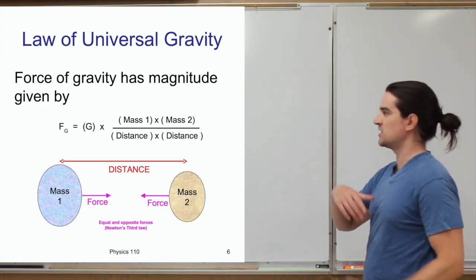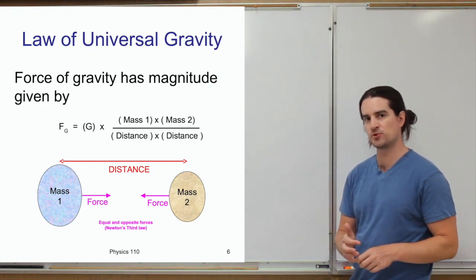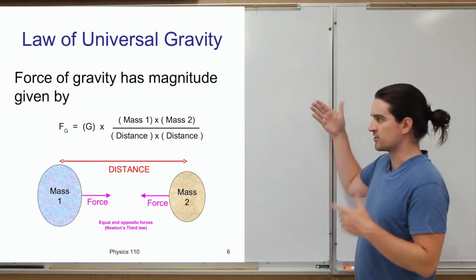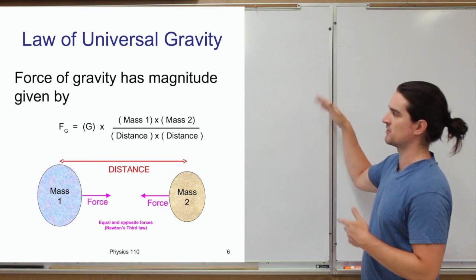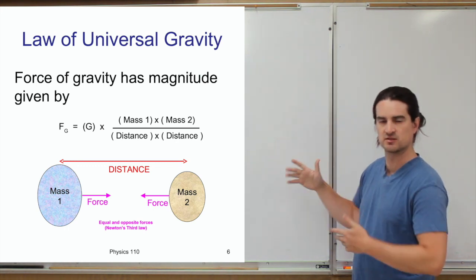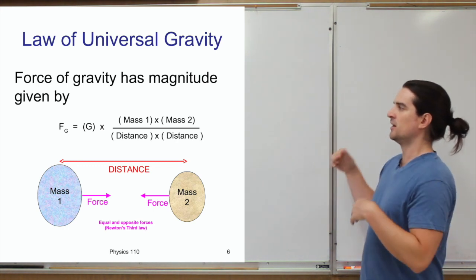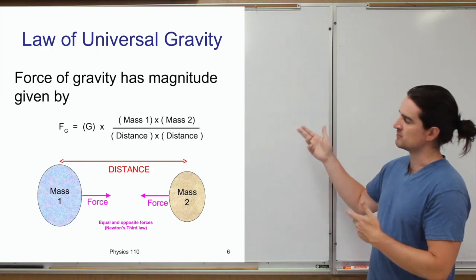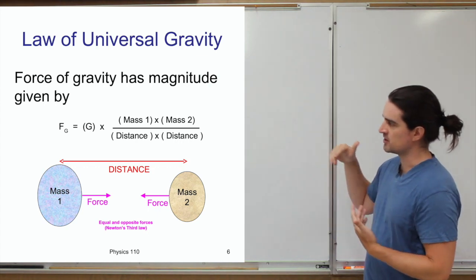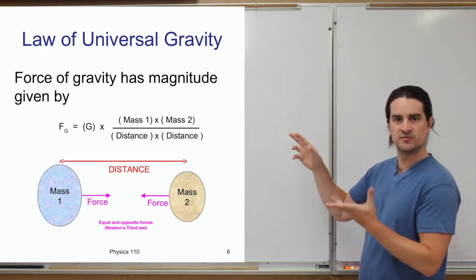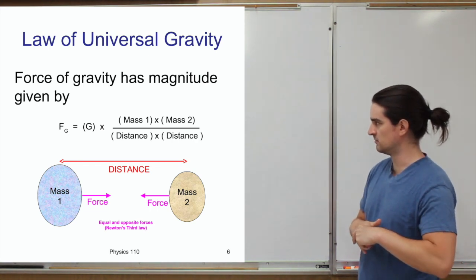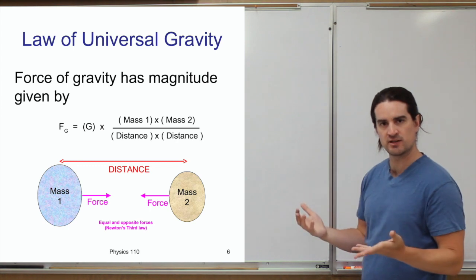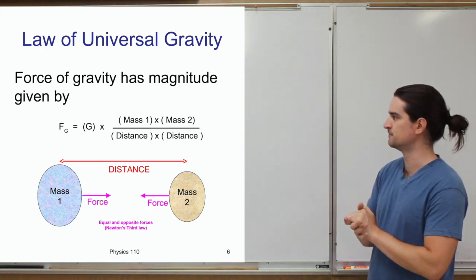Okay, so what's the exact formula for the force of gravity? Well, it turns out it's all those things. It's the first mass times the second mass divided by the distance times the distance, or the distance squared. And if you want to put it into an equation, it turns out we need this factor of G. In technical terms, it's called a proportionality constant, or constant of proportionality.